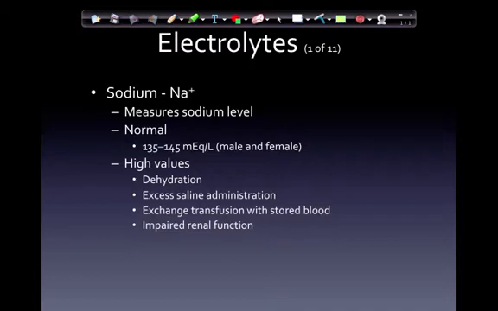Now, with low sodium levels, we would possibly see a decrease in action potentials. Normal in this is 135 to 145 milliequivalents per liter, and this is both in male and female. High values: dehydration, we've thinned it out too much, excessive saline administration, exchange transfusion with stored blood, or impaired liver function. They don't have the ability to pull back the cations that they actually need.